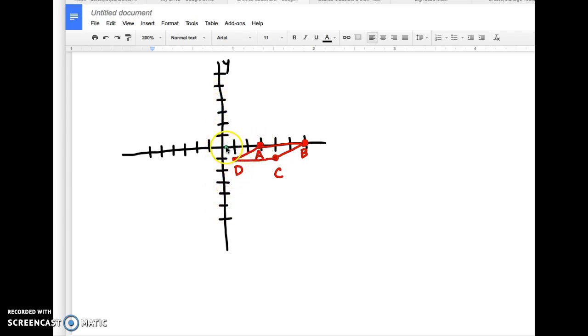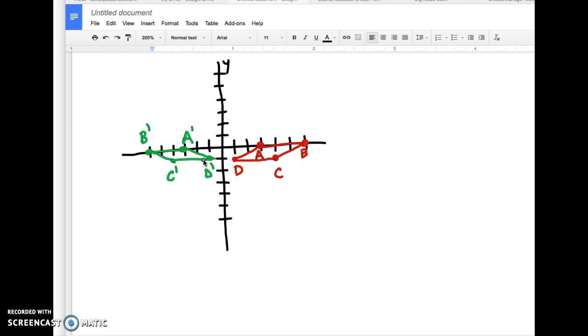So I'm going to take A. I notice that A is 3 spaces away from the y-axis, 3 spaces to the right. So A prime, I'm going to go 3 to the left. B was 6 to the right, so I'm going to come 6 to the left. D was 1 to the right, so I'm going to go 1 to the left. And C was 1, 2, 3, 4 to the right, so I'm going to come 1, 2, 3, 4 to the left, and then connect those. Okay, so there's my reflection.